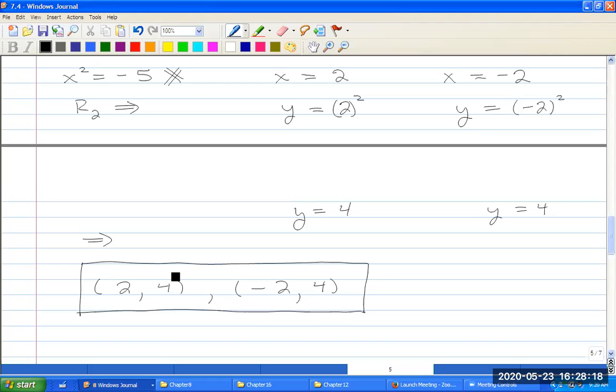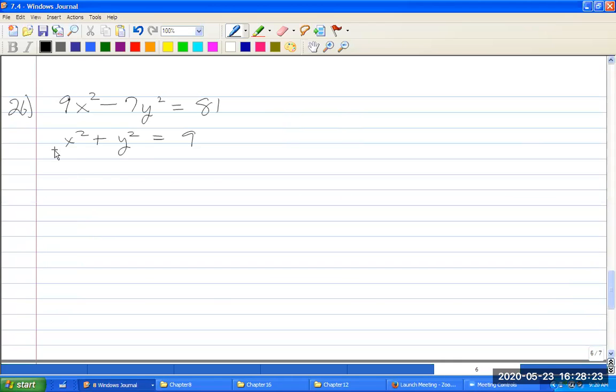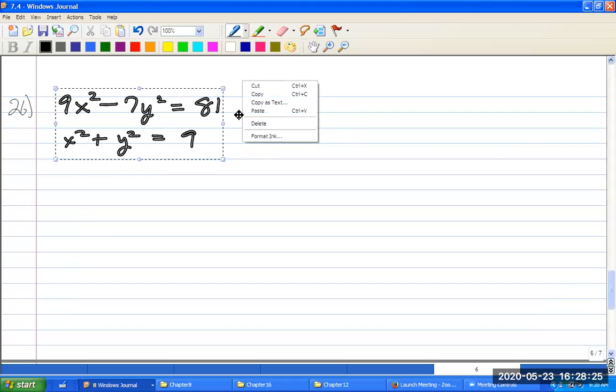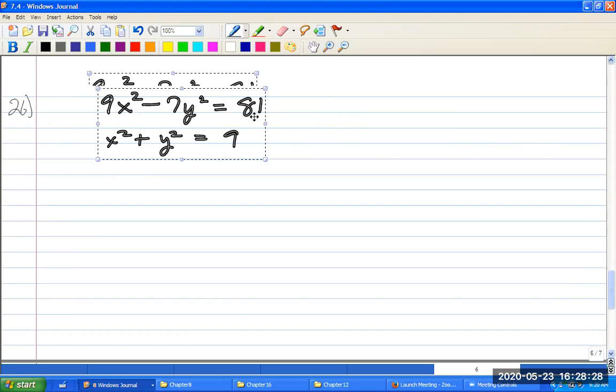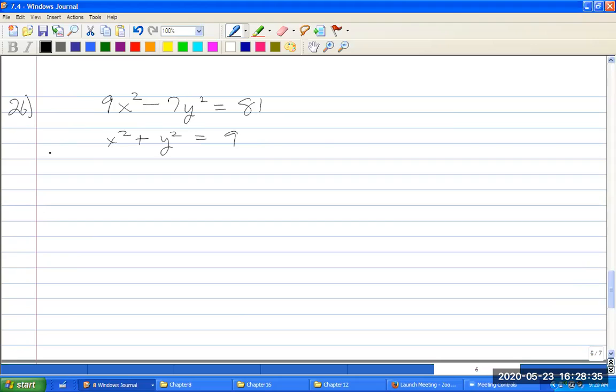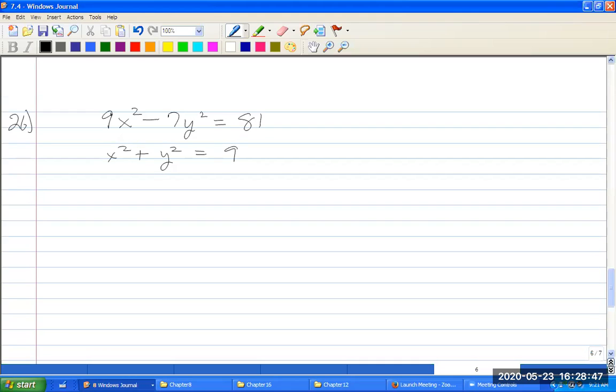Let me do problem number 27. I have a question. Yes. I didn't quite hear why we cannot do the negative 5 for x squared. You're going to have to talk louder. Could you please repeat? Yeah, I said, I did not hear your explanation of why we can't use negative 5 for x squared.